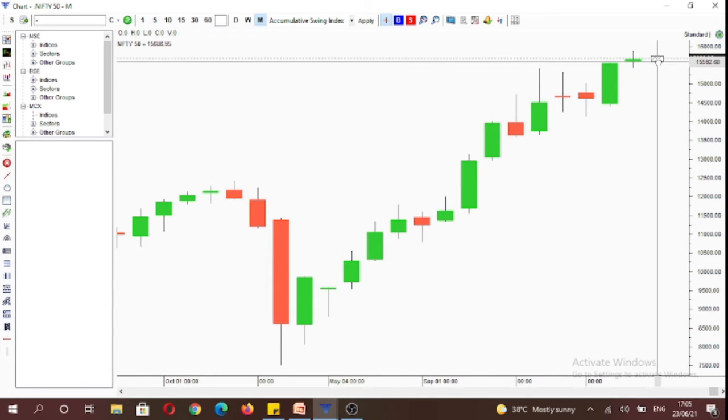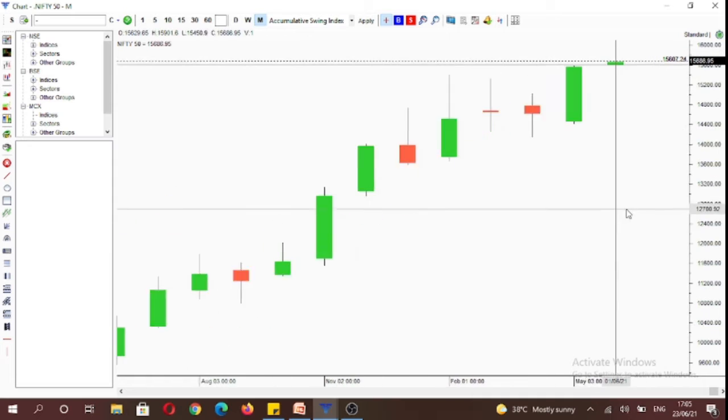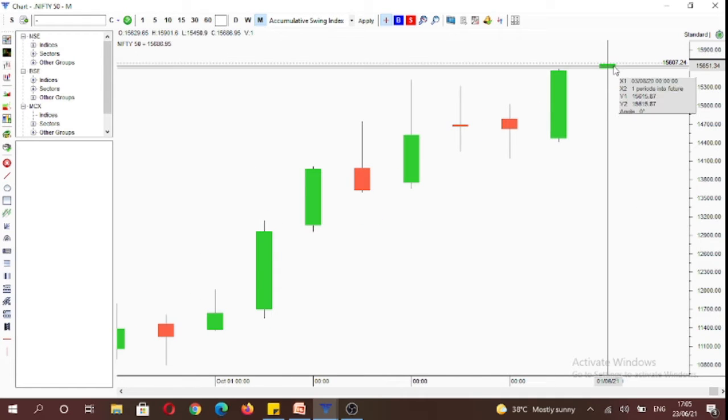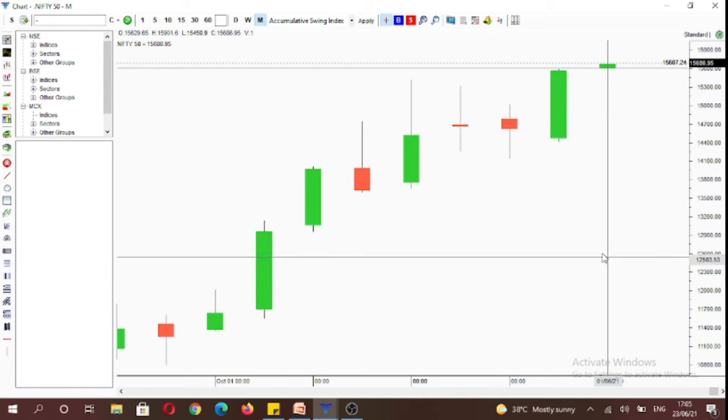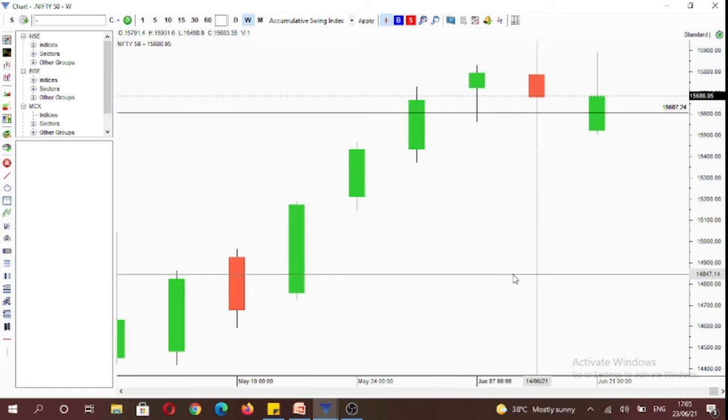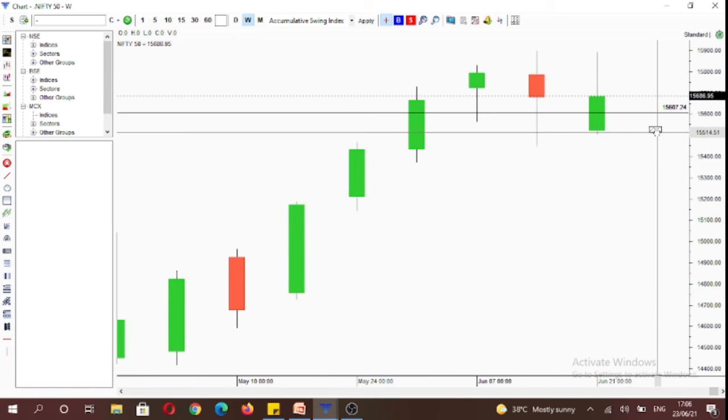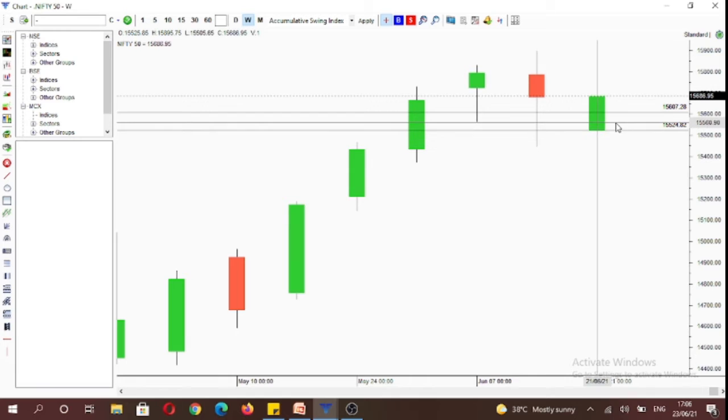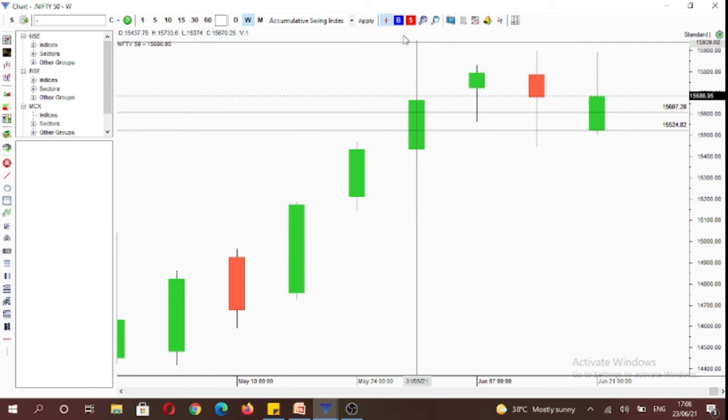If we analyze the index on multiple time frames, you will see that on the monthly time frame, market is under control of buyers as it is trading above 15,629, which is the monthly open. And if you see the weekly time frame, market is again under control of buyers as we are trading above the weekly open at 15,525 levels.